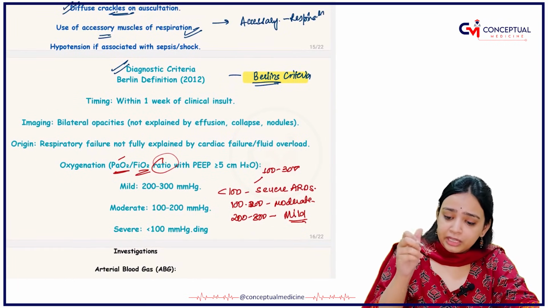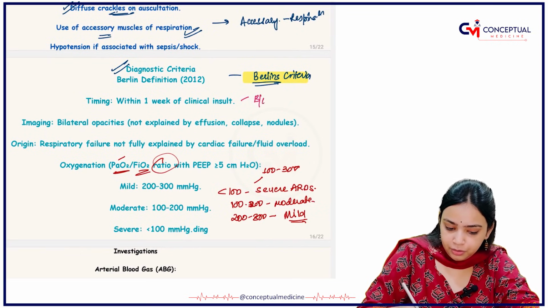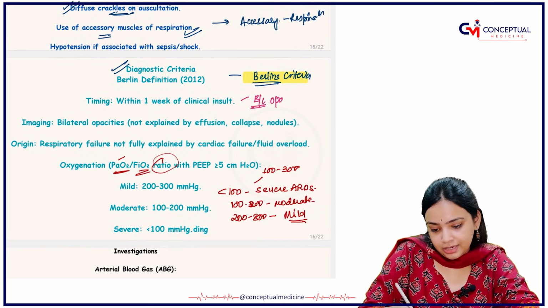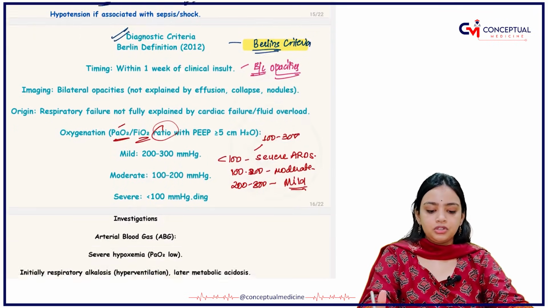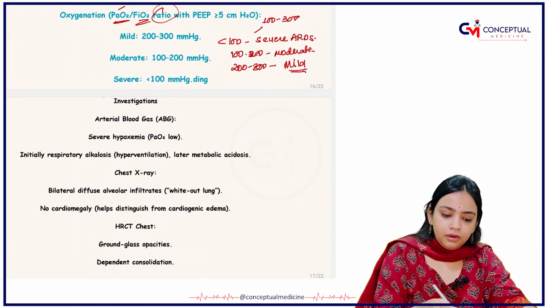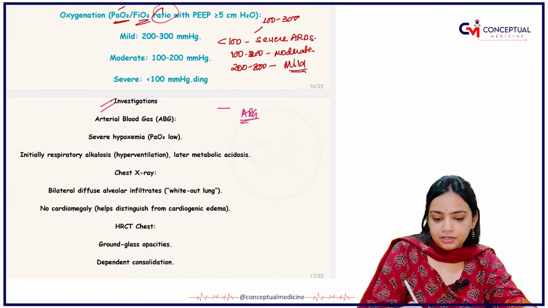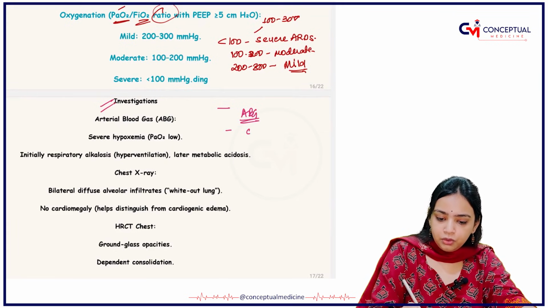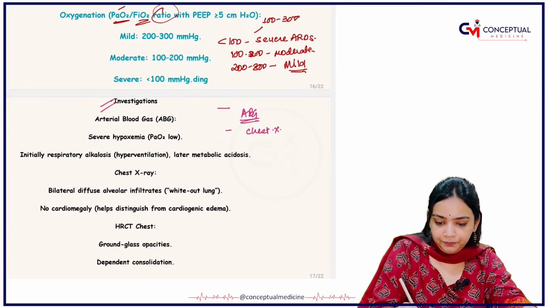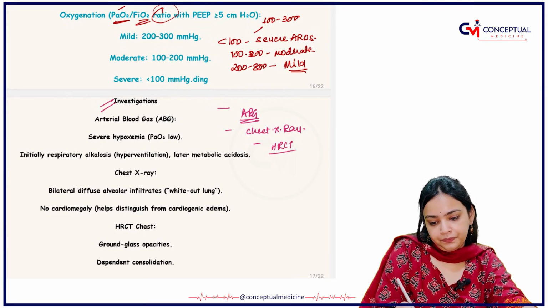Okay. In the imaging, what are you able to appreciate? You will be able to appreciate bilateral opacities. Next, you have the investigations. You will order the arterial blood gas investigation. Then you will be able to order the chest X-ray. Then you will order the HRCT.